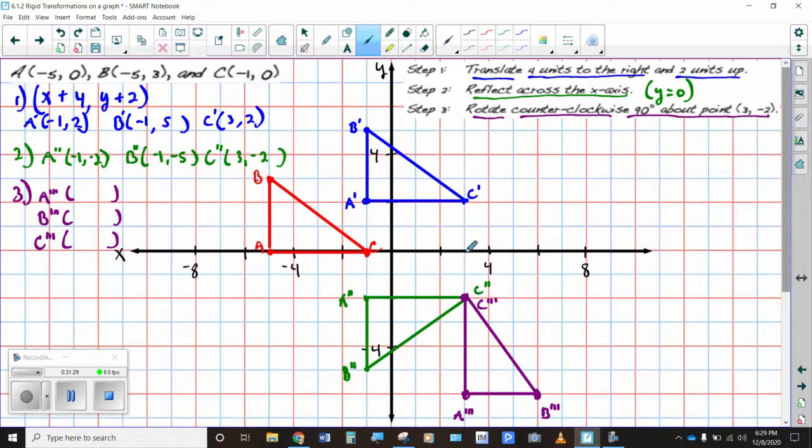A is now at (3, -6). That's a terrible 3. Much better. B is now at (6, -6). And C gets to stay where it was before because that was the pivot point, right? It's still at (3, -2).